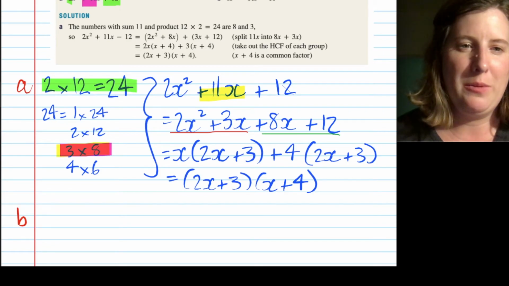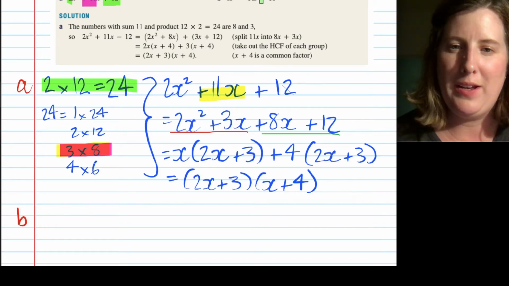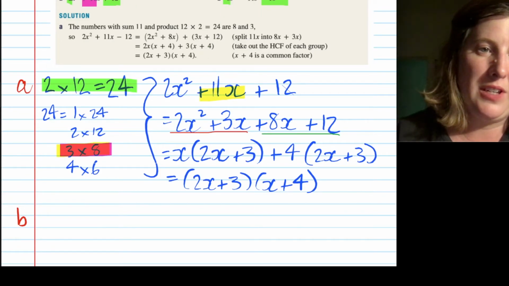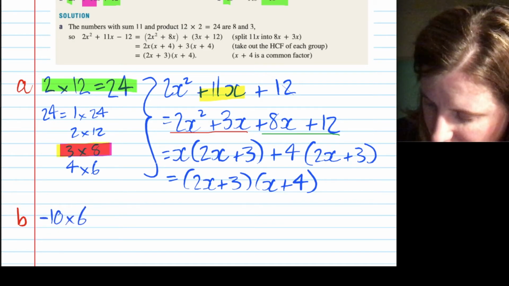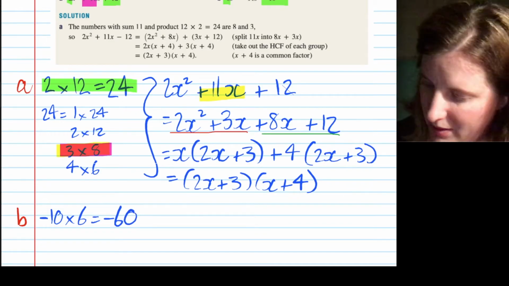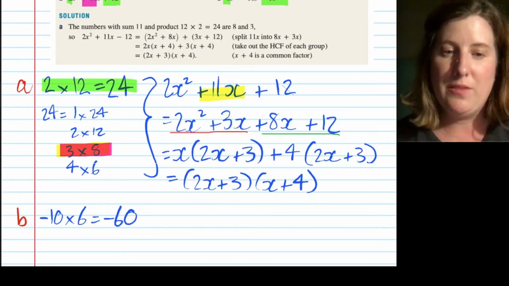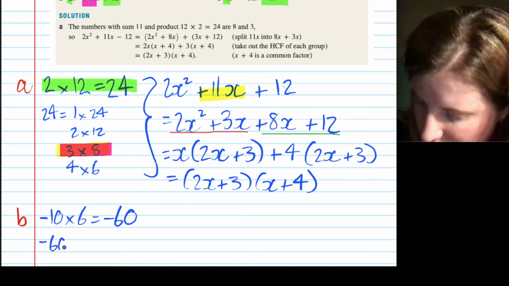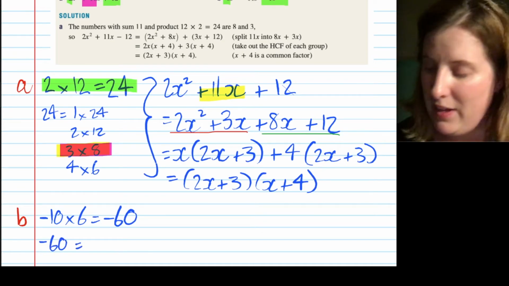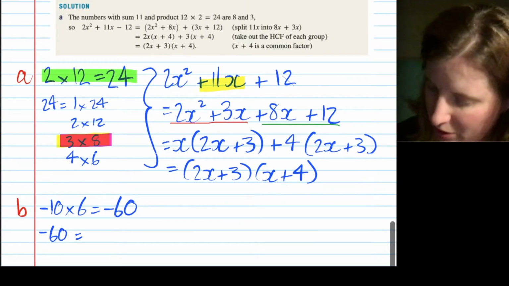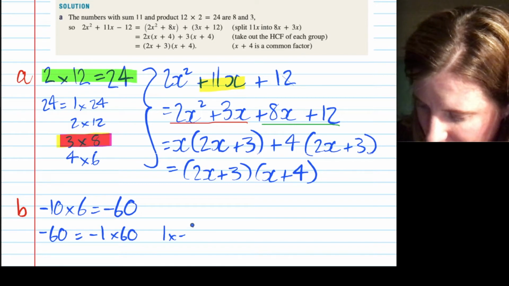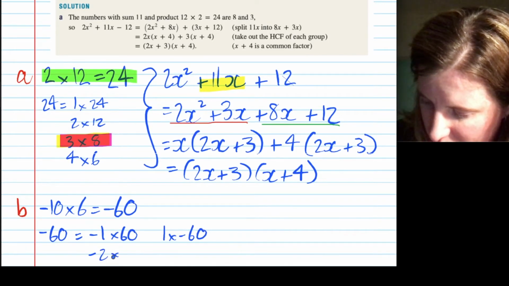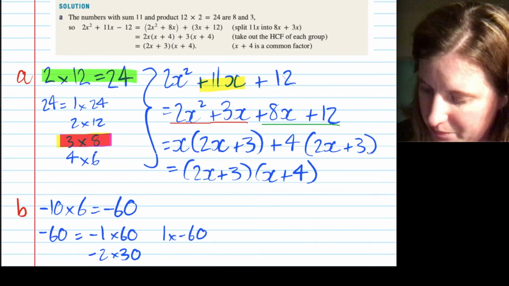So, first thing we're going to do is multiply negative 10 by 6. So we've got negative 10 times 6, negative 60. Now we're looking for the factors of negative 60. And because it's a negative this time, we're going to have to be fairly thorough. So we've got negative 1 times 60, or 1 times negative 60, negative 2 times 30.